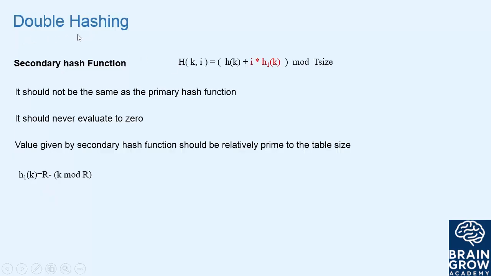This double hashing eliminates the clustering problem, but it is more complex and slower than linear and quadratic probing because it requires evaluation of 2 hash functions. So we have discussed 3 forms of open addressing techniques: linear probing, quadratic probing and double hashing.